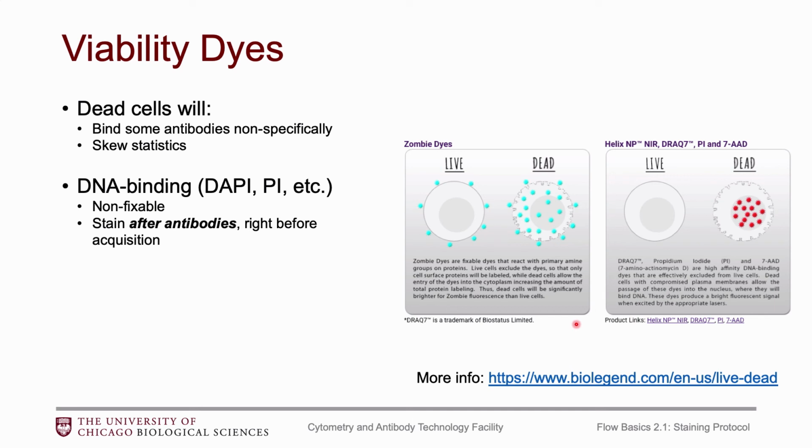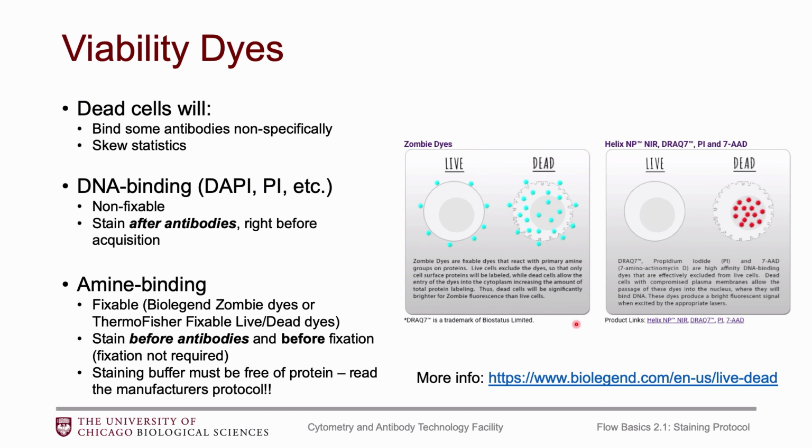You don't need to bother washing or anything like that. The downside of these dyes is that they are not fixable. So if you need to fix your cells, then you can't use DAPI or PI. Instead, there are some fixable dyes. So BioLegend's are called zombie dyes, or you can get the fixable live dead dyes from Thermo Fisher. They're pretty interchangeable. The way that these work is they bind proteins through amine groups.